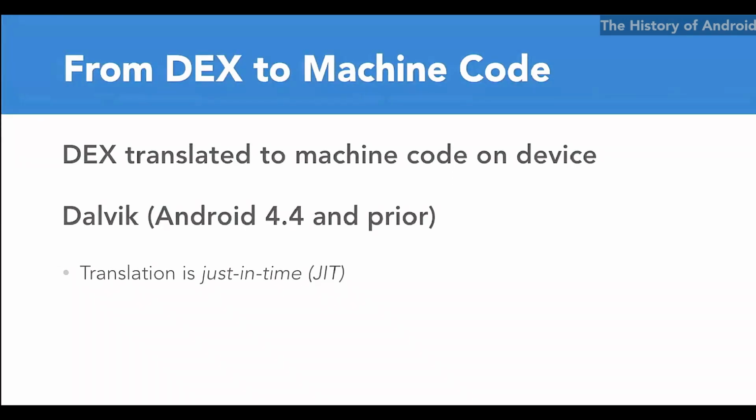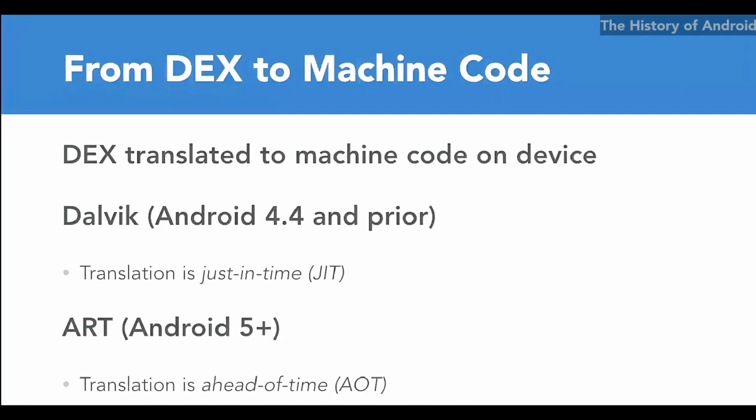On more recent versions of Android, there's a new runtime engine called ART, or Android Runtime, and the translation into machine code happens ahead of time. When exactly depends on the version of Android, but it means that applications simply start up faster on these more recent versions. So whether you program in Java or in Kotlin, your code is turned into something that the Android device can read and execute.